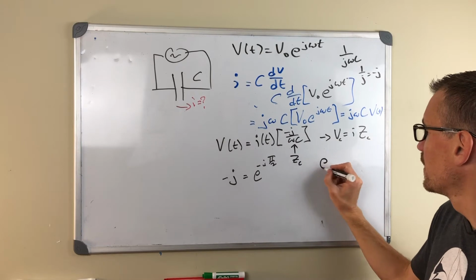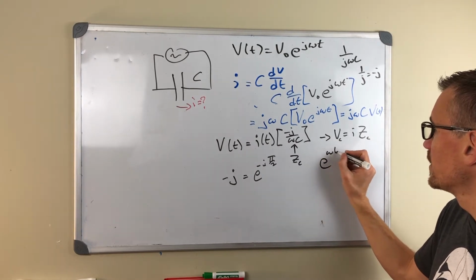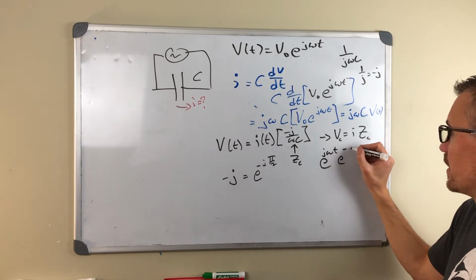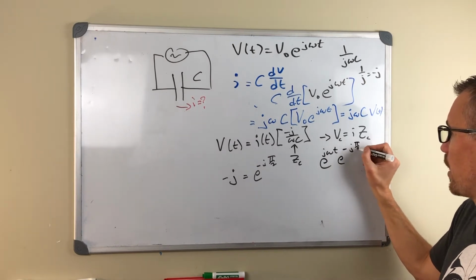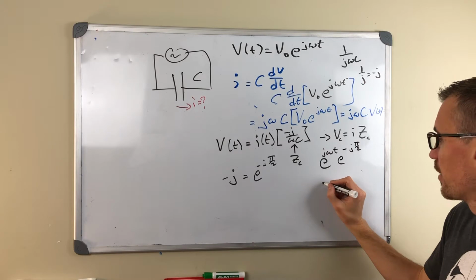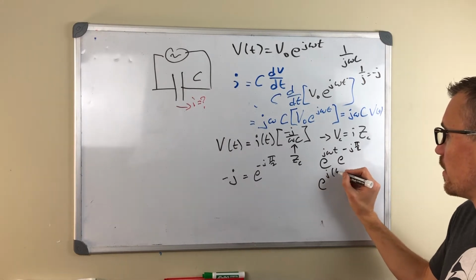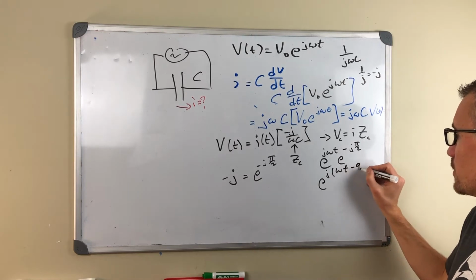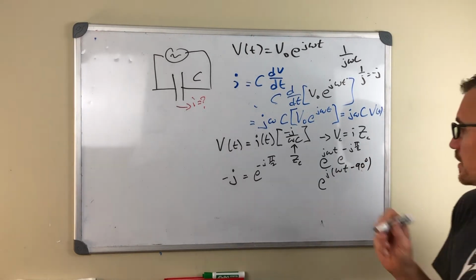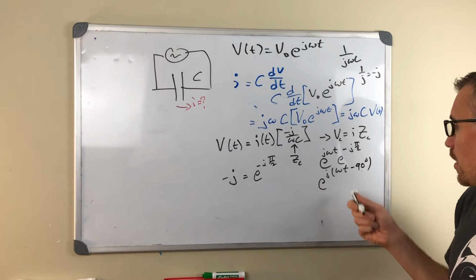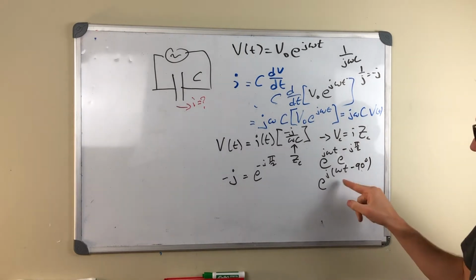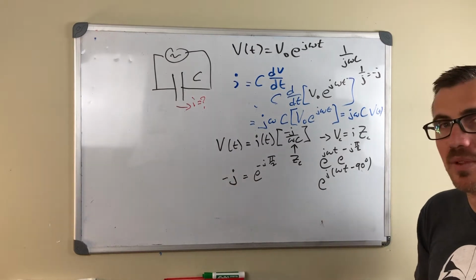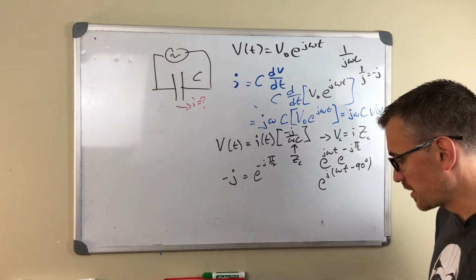Because if I have e to the j omega t, which is my sine wave, times e to the minus j pi over 2, I can just factor that all together. That's e to the j omega t minus pi over 2. Let's just be sassy and write it as 90 degrees, which is the same as pi over 2. Okay, so that is telling us that j, all it tells us is that we're shifted back and forth in time.